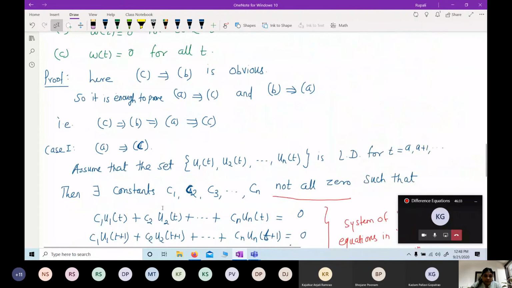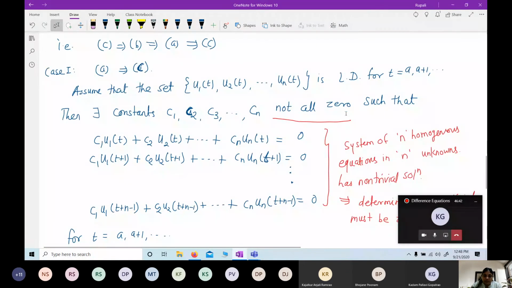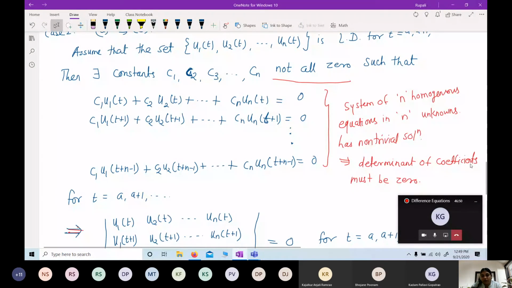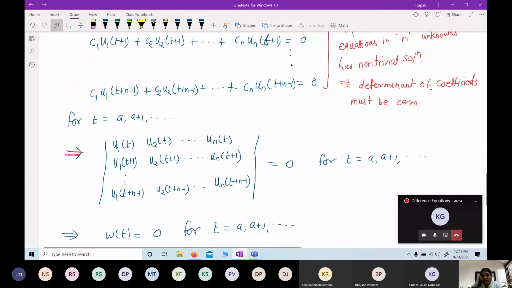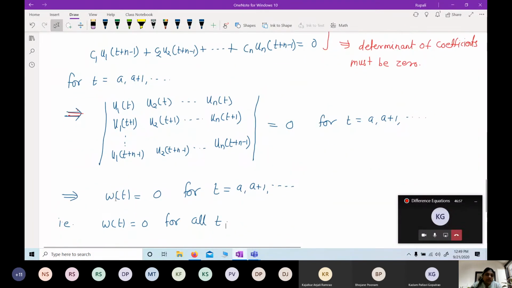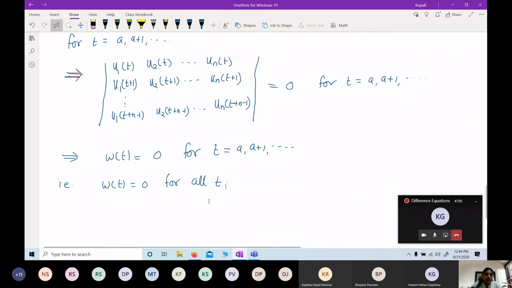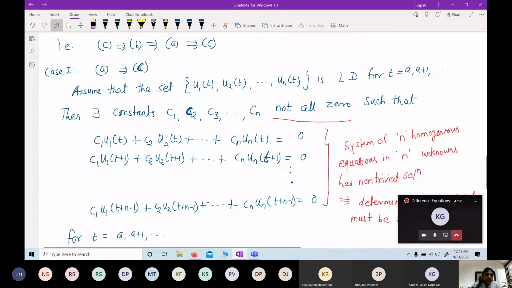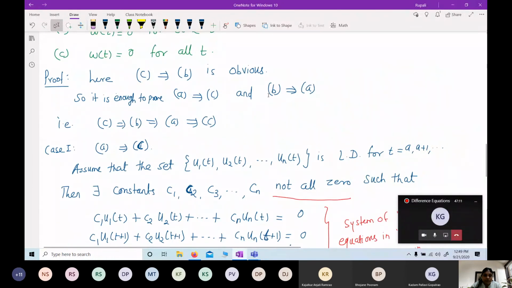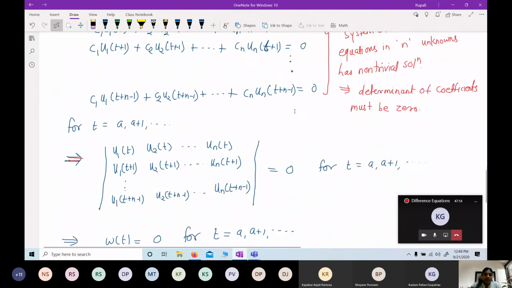Yes, ma'am. We have assumed the set is linearly dependent. Since it is linearly dependent, the system will have a non-trivial solution. And since this system of n homogeneous equations has a non-trivial solution, its determinant of coefficients must be 0. That determinant is nothing but my Casoratian W(t). So W(t) must be 0 for all t. So this proves A implies C. Now it remains to prove B implies A.